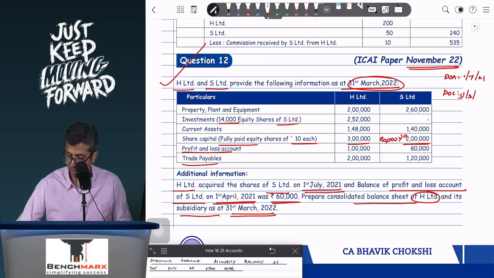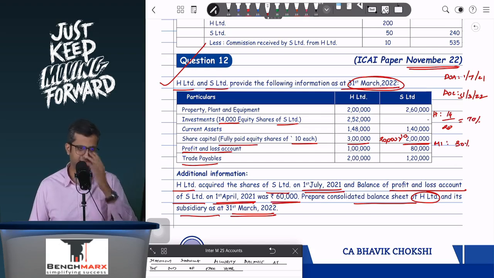31st March 2022. Now if I look at H's stake, this is 14,000 out of 20,000. And I say that is a 70% stake, and hence minorities' interest will be 30%. Now, these are the facts of the case that you generally note down in the beginning, these 4 points: what is the DOC, DOA, parent stake and minorities.